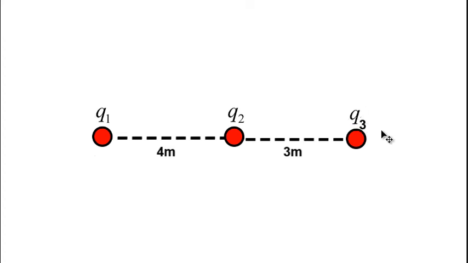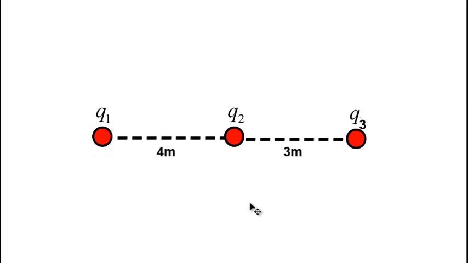Now, if we choose position Q3 as our origin, then R3 will become 0. R2 will become minus 3i because you move a distance of 3 in the negative I direction from the origin to get to this position. So R2 is minus 3i. R1, it's going to be minus 7i, which means from this 0, we move a distance of 3 plus 4, which is a total distance of 7 to get to the position where Q1 is.